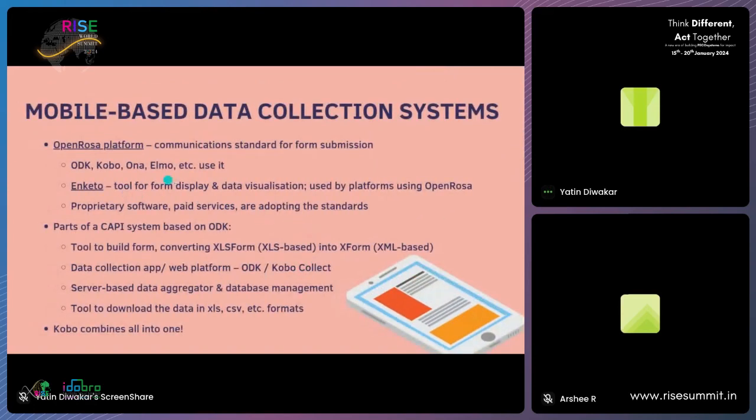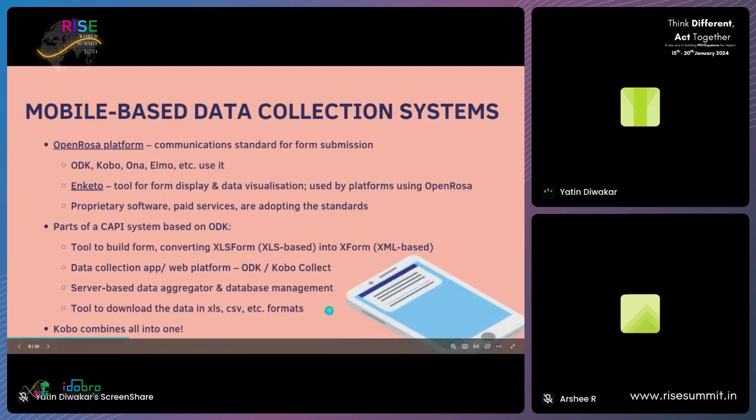So the important mobile-based data collection systems are the OpenRosa platform-based systems, which are ODK, Open Data Kit, Kobo, ONA, Elmo, etc. Enketo is a tool which allows for form display and visualization, which is used by almost all OpenRosa systems. There are also many proprietary softwares which have been developed, like SurveyCTO and Teamscope, etc., which are paid services and which are adopting these standards, and they are also very useful. But of course, we can also use free systems like Kobo and ODK.